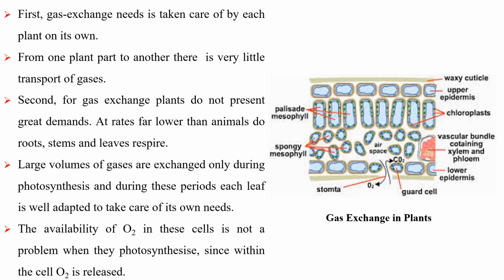Large volumes of gases are exchanged only during photosynthesis, and during these periods each leaf is well adapted to take care of its own needs. The availability of oxygen in these cells is not a problem when they photosynthesize, since within the cell oxygen is released.